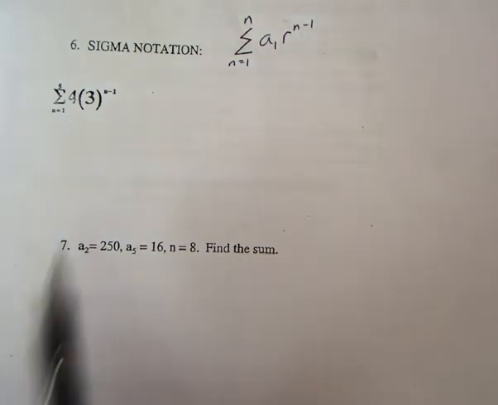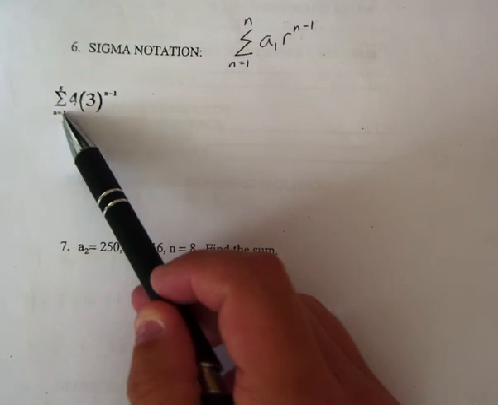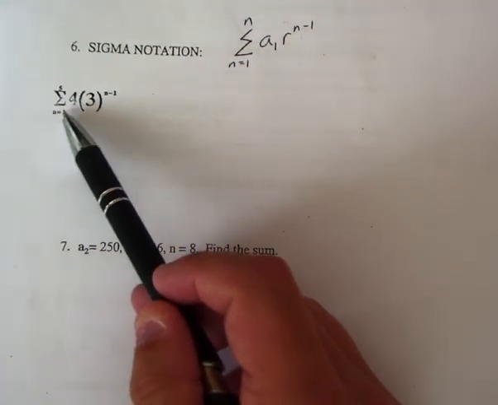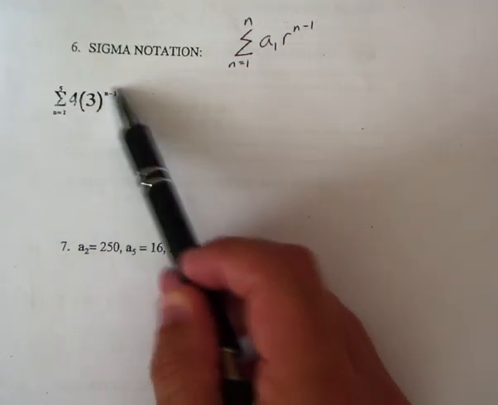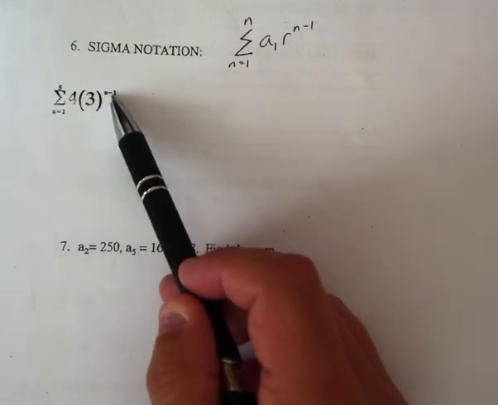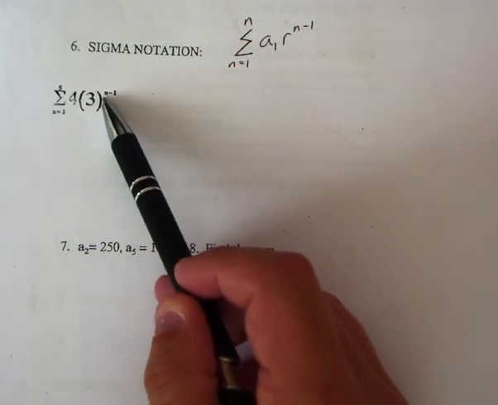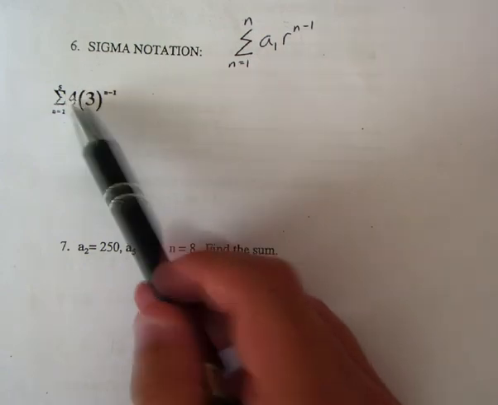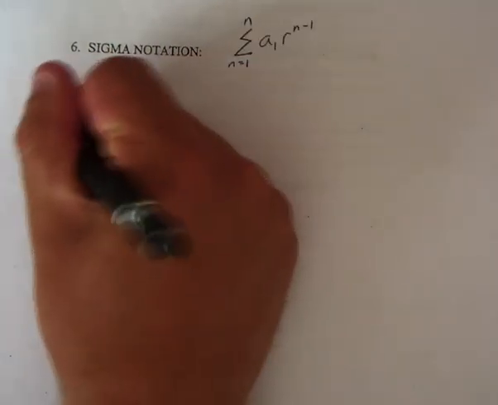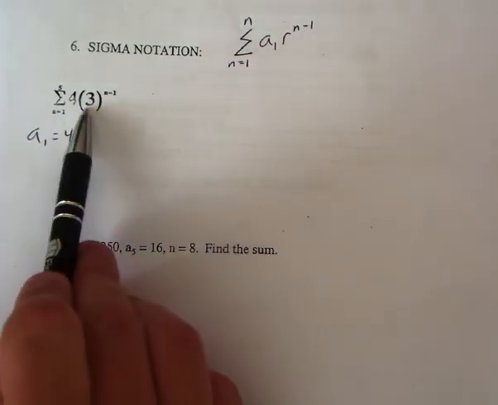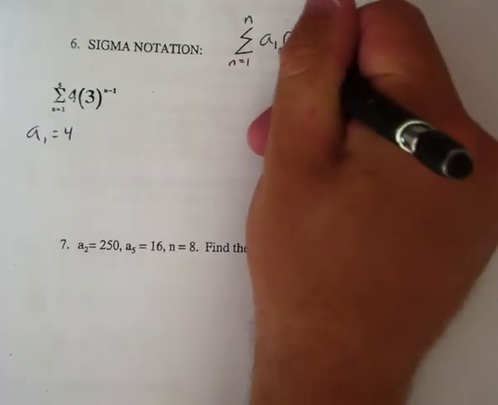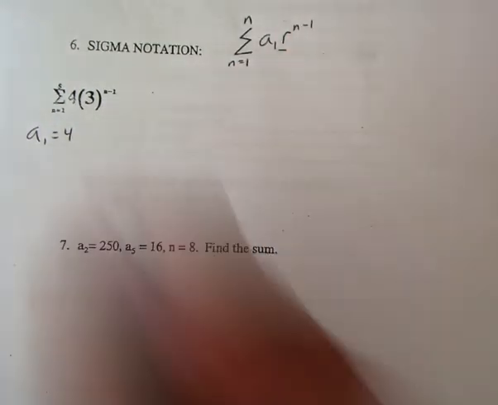You can see what the first term is by plugging in whatever this bottom number is. It doesn't have to be a 1. It could be a 2 or a 3 or a 4 or whatever. But you find your first term by plugging this bottom number in for n and seeing what this expression is. So if I plug 1 in for n, I'd get 3 to the 0, which is 1, and then times 4. So the first term is 4. So I know that. R is just whatever number you have being raised to the exponent. You can see that right here. R is just this number. So in this case, R is 3.